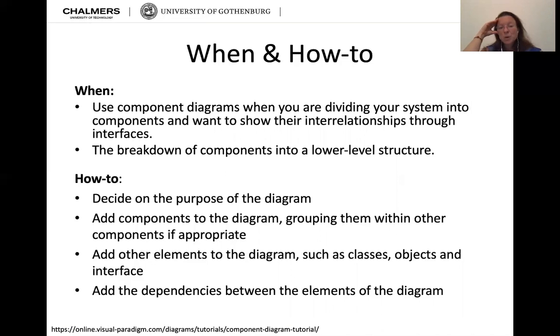And then add components to the diagram, grouping them within other components if appropriate, like we saw with the systems and the subsystems and the subcomponents within them. And then add other elements to the diagram, such as classes, objects, and interfaces. And then add the dependencies between the elements of these diagrams.